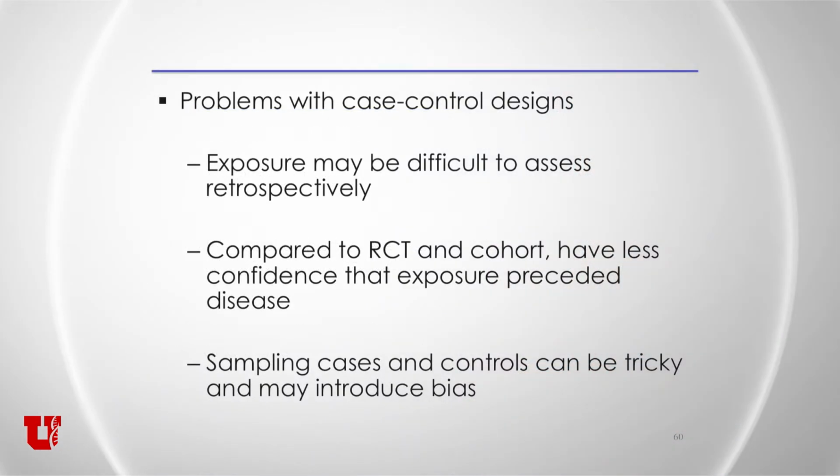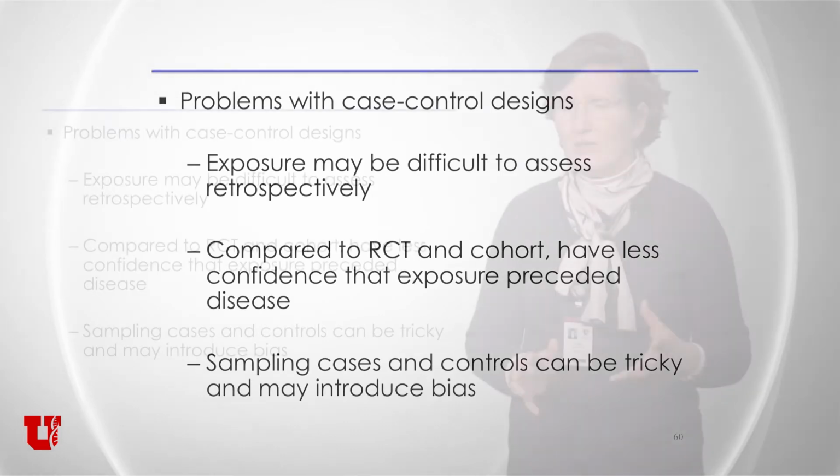Second problem with the case control designs is that compared to a randomized trial or a cohort, we do have less confidence that the exposure actually preceded the disease. And finally, sampling cases and controls can be tricky and may introduce bias. And this is something that we'll go into more in the fall epidemiology class if you're going to also take that intermediate epidemiology. But for the moment, just think about the logic of that.